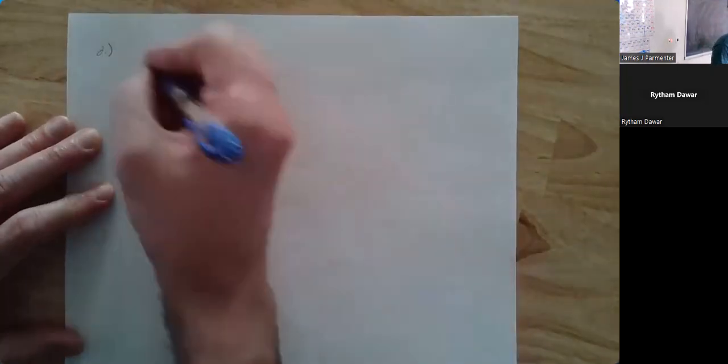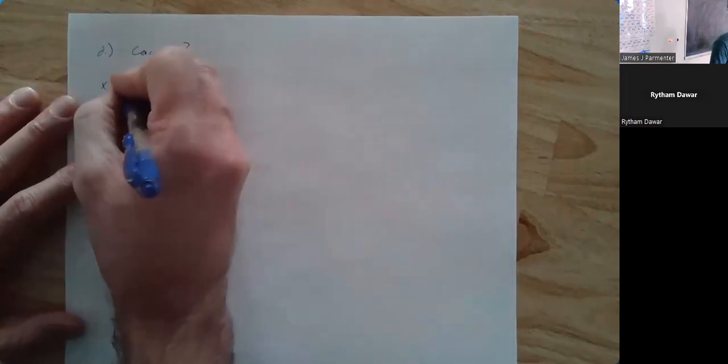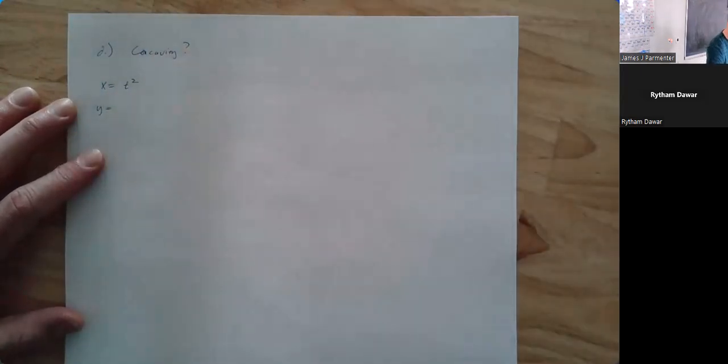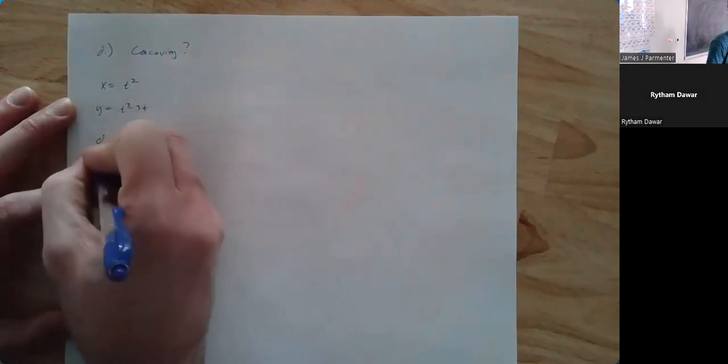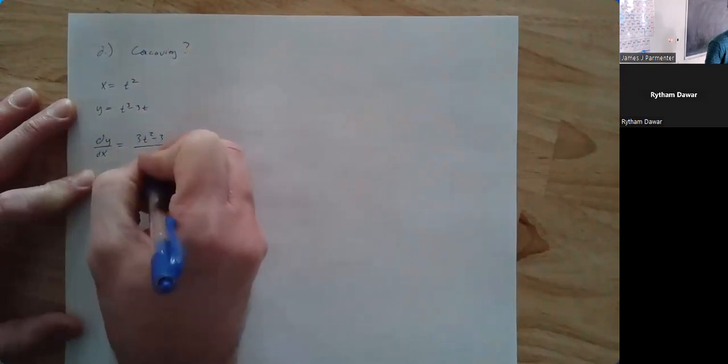Let's write down the things again. I've tried to label things appropriately. I always fail about 20 minutes in, so we'll see. So concavity. So let's remind ourselves that we have x is equal to t squared, y was equal to, what was y equal to? t cubed minus 3t. And then we found that dy dx is equal to 3t squared minus 3 over 2t.